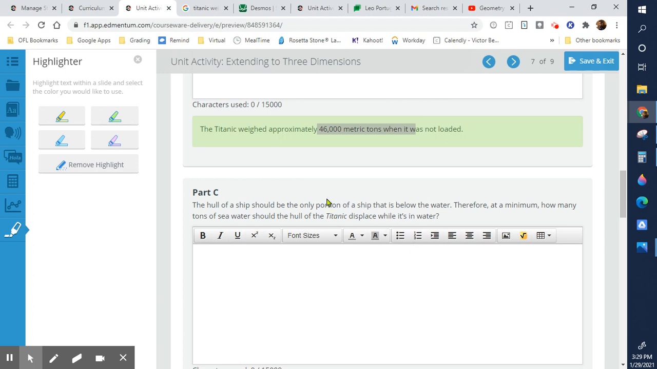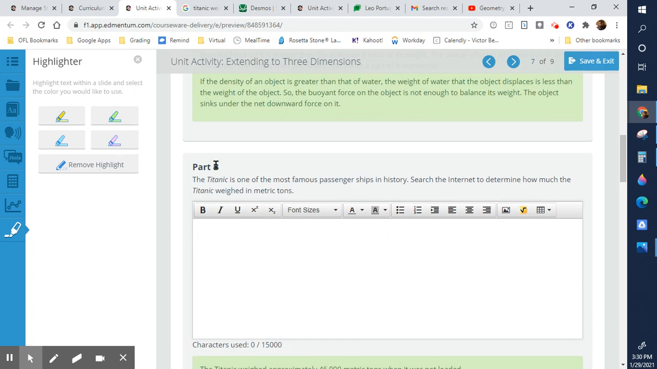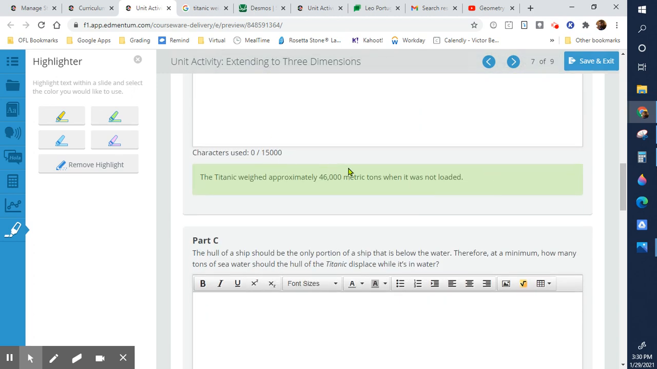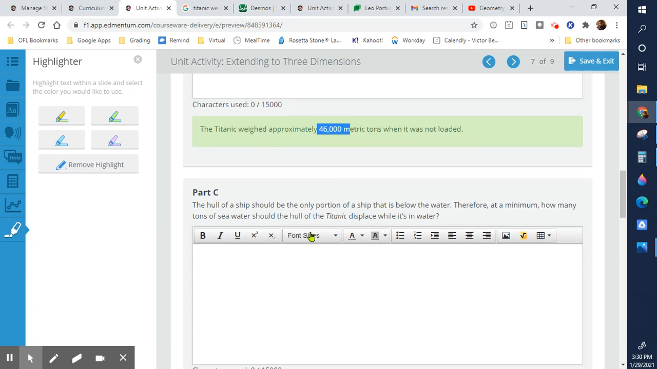So this is the only thing that's displacing the water. Therefore, how many tons of seawater should displace? So are we supposed to be looking at searching internet? So whatever you put here should be the same.